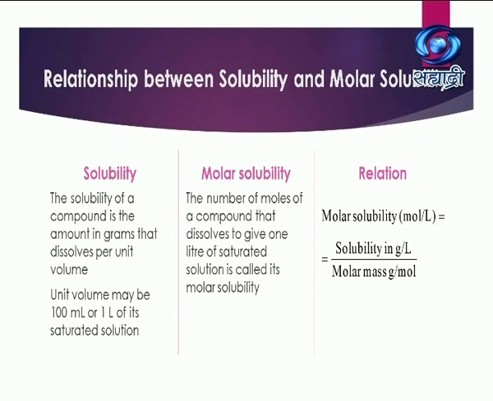And what is molar solubility? The number of moles of that salt that dissolves to give 1 liter of saturated solution. So the number of moles per liter is called molar solubility. The two are related to each other by the molar mass, as we know. So molar solubility, in moles per liter, can be calculated as solubility in grams per liter upon molar mass in grams per mole.